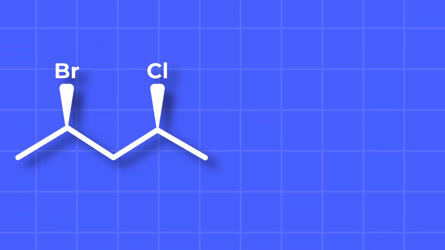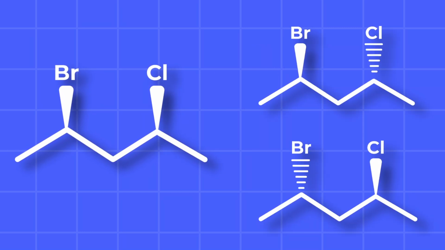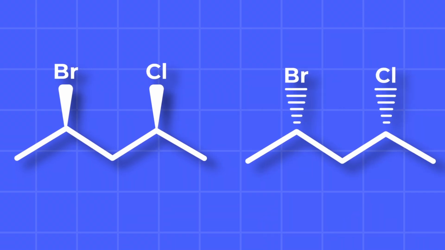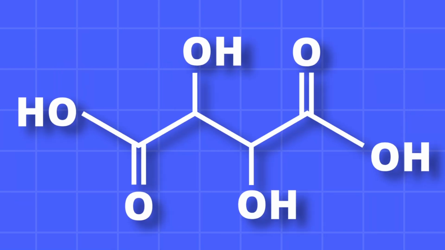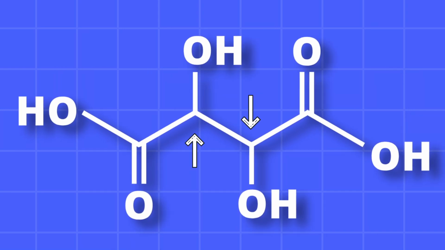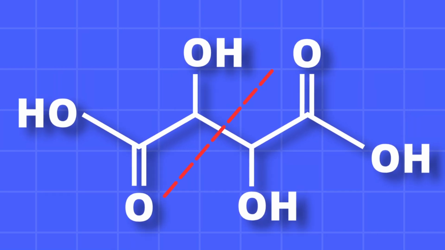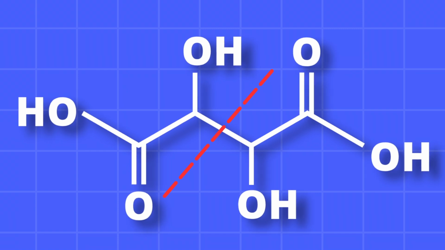Diastereomers are stereoisomers that are not mirror images. With multiple chiral centers, flipping only some creates diastereomers. Flipping all of them gives the enantiomer. Now, let's examine meso compounds. They contain chiral centers, but an internal mirror plane makes the whole molecule achiral.